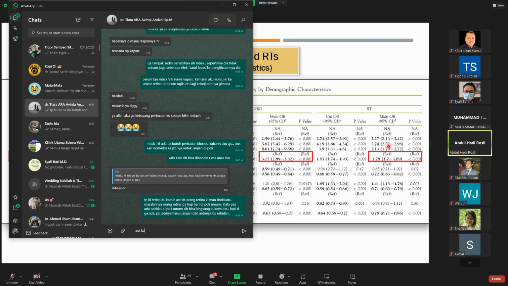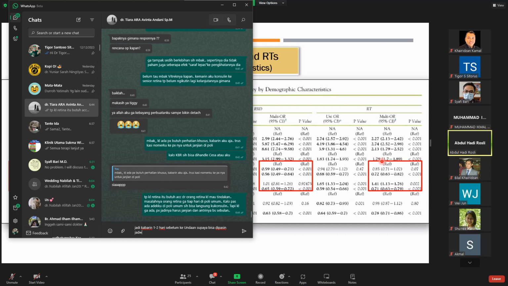For gender, the multivariate regression analysis showed increased risk in men compared to women for both RRD and retinal tear. Then for race, the multivariate analysis showed a decreased risk of RRD and retinal tear in the Asian race and black race when compared to the white race.